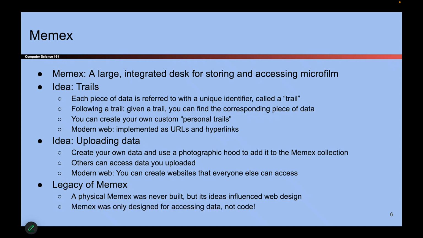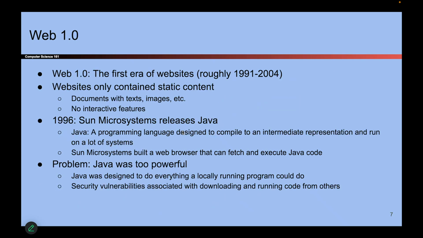So now we fast forward to the 1990s when they started to actually design the World Wide Web. This era is sometimes called Web 1.0. In Web 1.0, most of the data that people were sending on the web was static content, things like text files, images, PDFs. These weren't interactive. You couldn't click a button and have something interesting happen. They were just pieces of documents that you could read and access, and that's basically it.